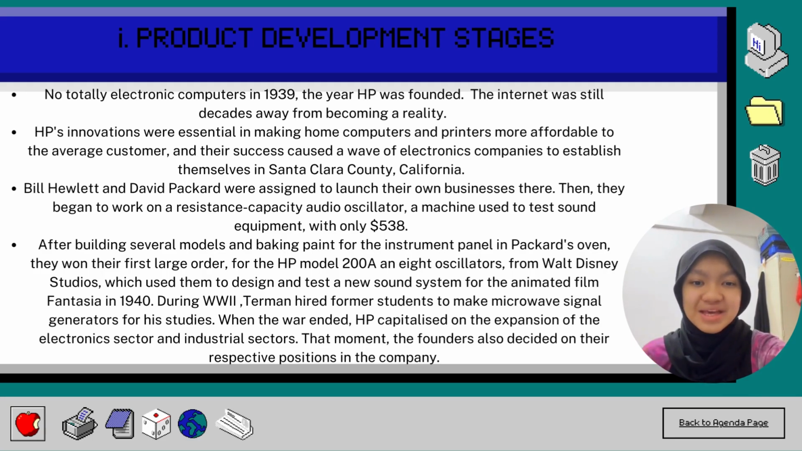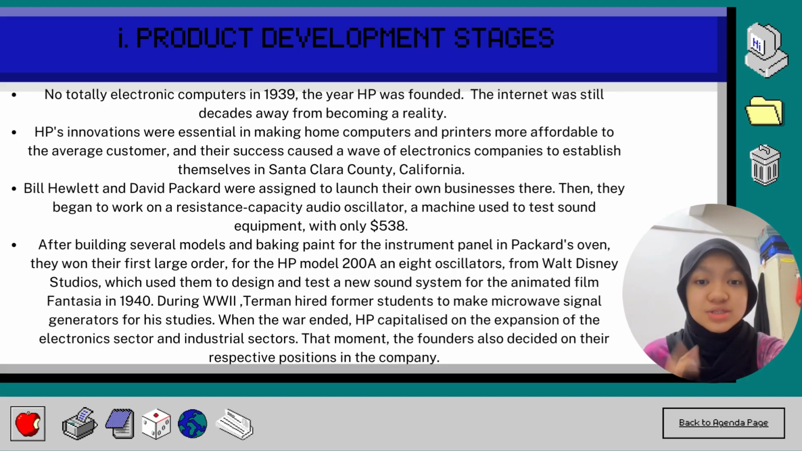Then they began to work on a resistance capacity audio oscillator, a machine used to test sound equipment, with only $538. After building several models and baking paint for the instrument panel in Packard's oven, they won their first large order for the HP Model 200B eight oscillators for Walt Disney Studio, which used them to design and test a new sound system for the animated film Fantasia in 1940.